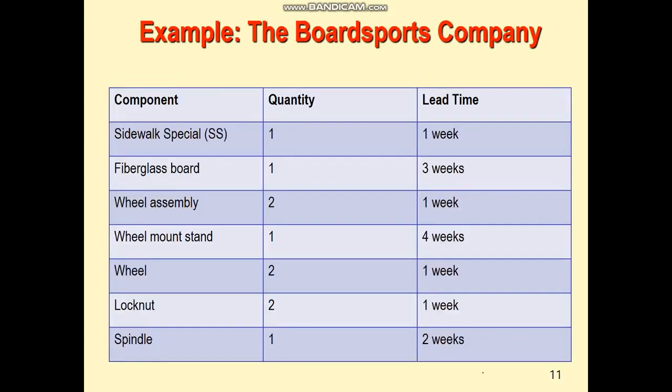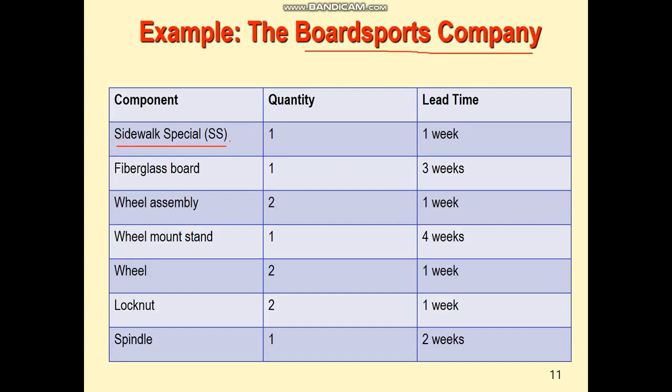So let's look at this example. It will show you the combination between the BOM and the master schedule. Let's talk about the Board Sport company, and they want to make the sidewalk special.